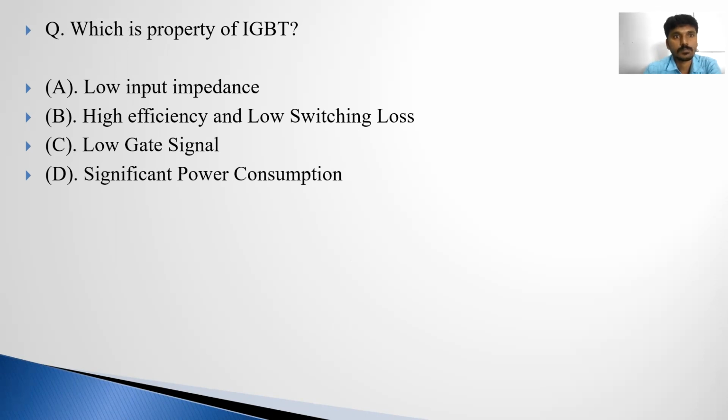Which is the property of IGBT? Low input impedance is the wrong answer. High efficiency and low switching losses: obviously, switching losses are low, which means power losses are less, so efficiency will be increased. So B is the right answer. The property of IGBT is high efficiency and low switching losses.